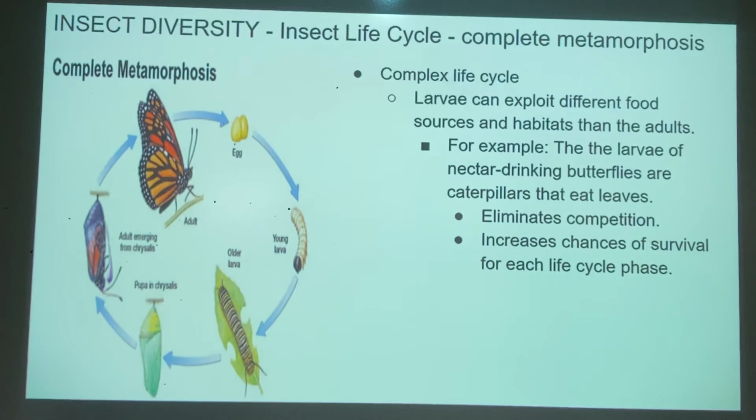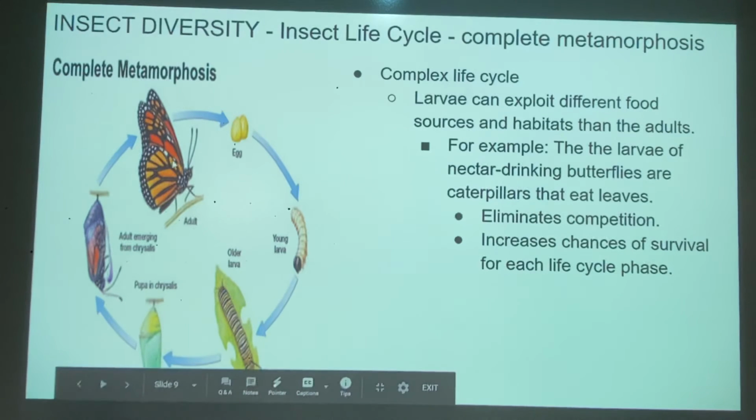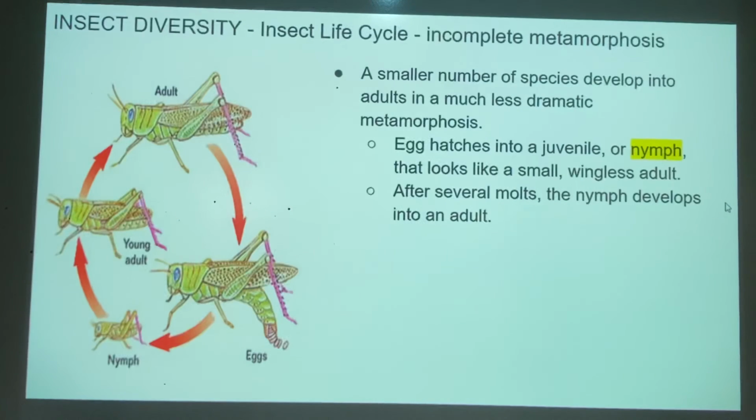The larva can exploit different food sources and habitats than the adults. This helps kind of avoid conflict or competition for resources between, for example, like a mom and a dad and then the babies. For example, the butterflies are going to drink nectar where the caterpillars eat leaves. So again, this eliminates all that competition and then increases the chances of survival for each of the life cycle phases. Because if we were to constantly have to compete here with the larva and the butterfly, we may not see as many organisms make it to the adult or the butterfly stage.